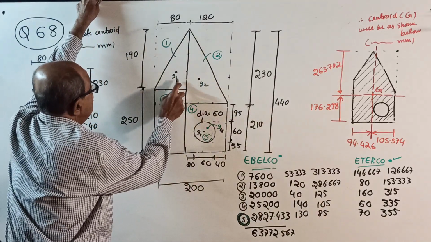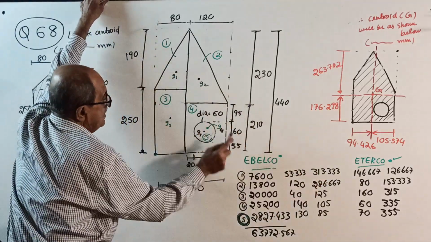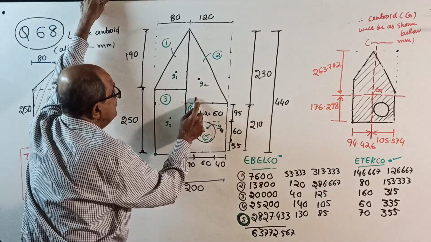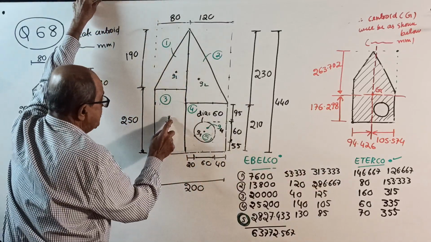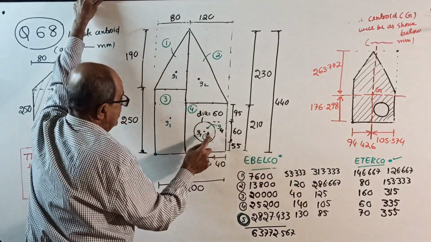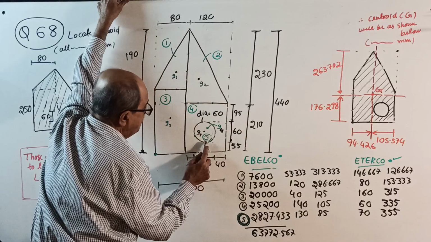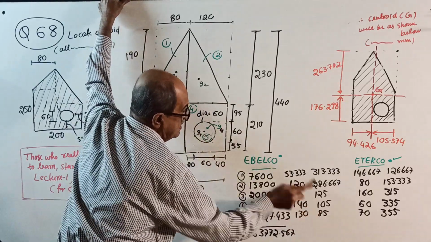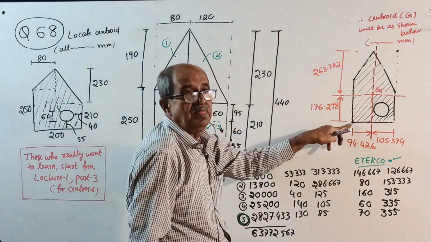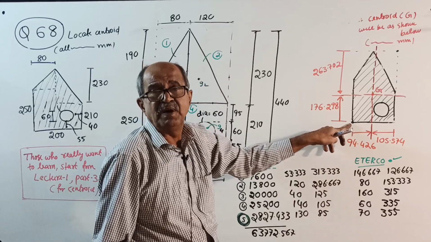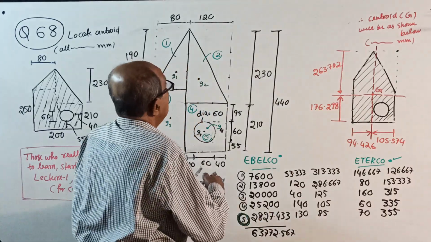250 plus 1/3 of 190. 2. 210 plus 1/3 of 230. 250 by 2. 210 by 2. 55 plus half of 60. You will get X bar and y bar with Abelco. With Abelco, you will get x bar, y bar. Other one you can get directly by calculating. Or go to Aterco.